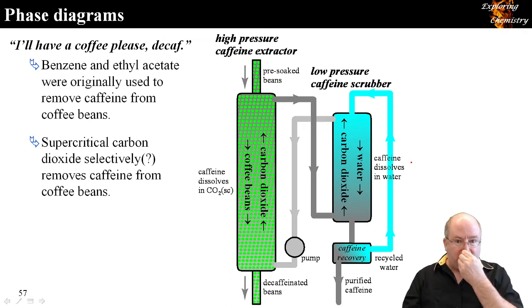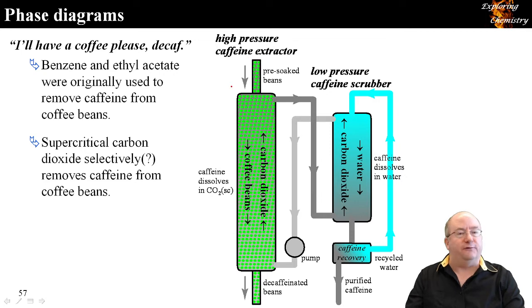Now, there's a lot going on in this picture here, but I just want to illustrate what's going on and talk it through. So everything is done in a counterflow operation. The coffee beans move in one direction, the carbon dioxide moves in another direction. The reason for that is to extract the most caffeine, in this case, out of the beans. Most extraction processes work in counterflow operation.